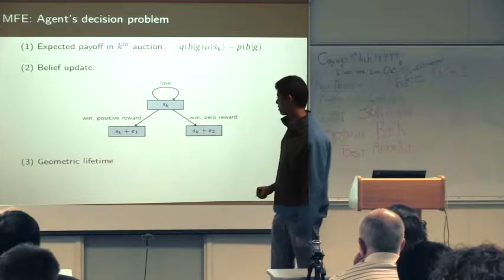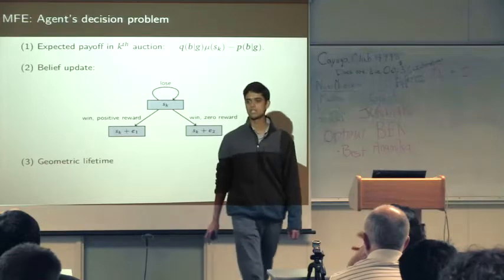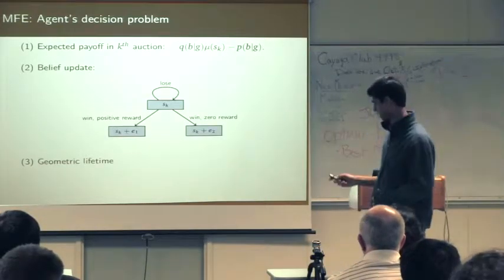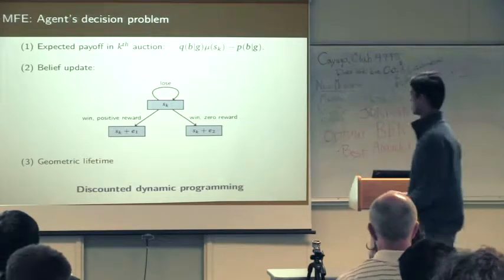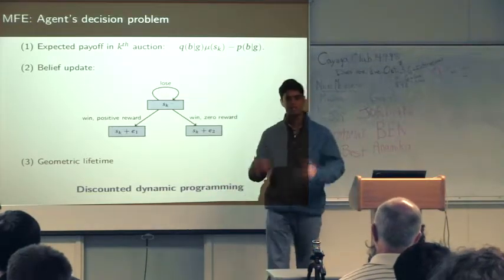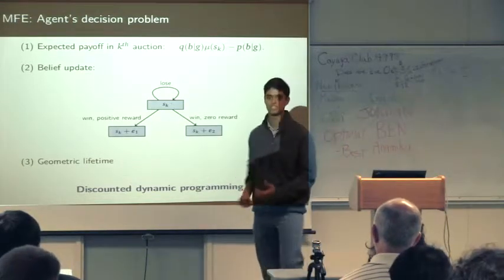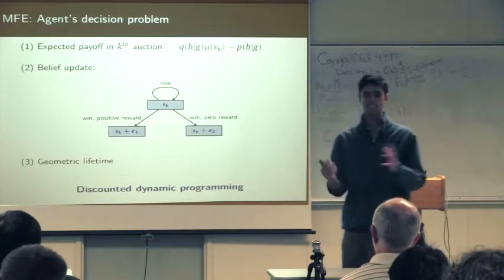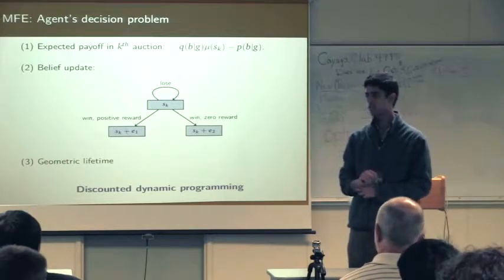And finally, we know that the agents have geometric lifetimes. These three things together imply that the agent's decision problem is basically a discounted dynamic programming problem. So in particular, this has nice structure. There is a strategy that is Markovian: you just need to look at the current state, you don't have to look at the entire past. And there is a strategy that is stationary: you don't have to look at how long you have lived. The only thing that matters is your current belief, the current parameters M and N.